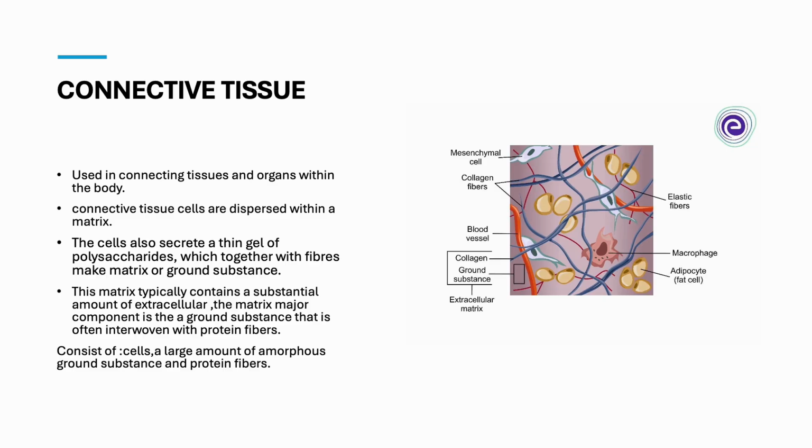As you see in this image, we have mesenchymal cells within the connective tissue. We have collagen fibers, blood vessels, ground substance, part of the matrix, macrophages, and adipocytes, which are fat cells within the connective tissue, and elastic fibers.